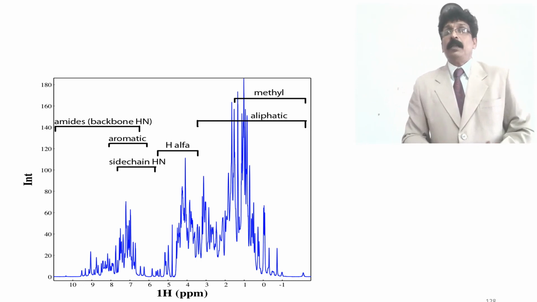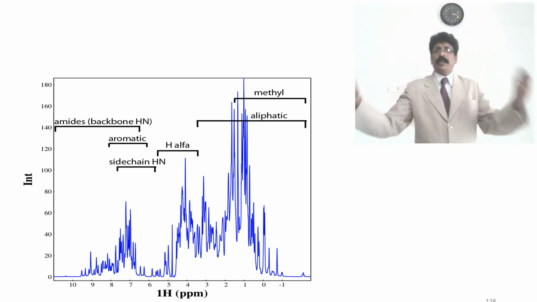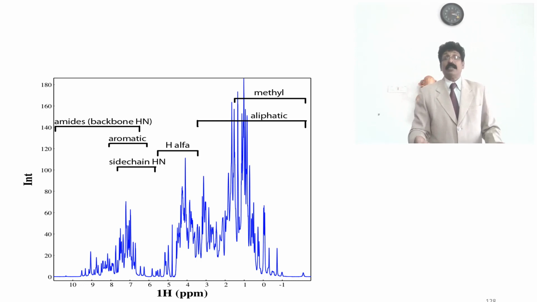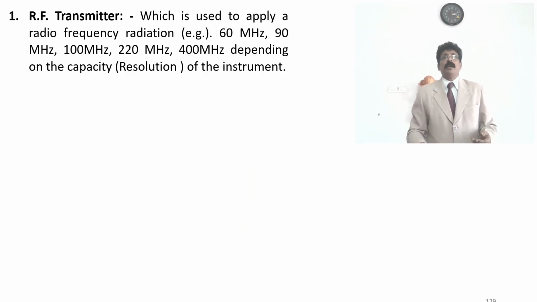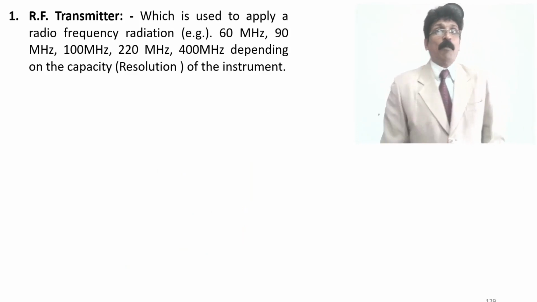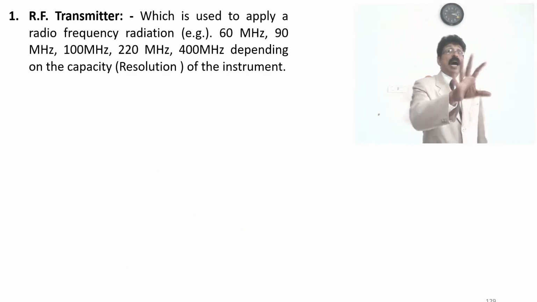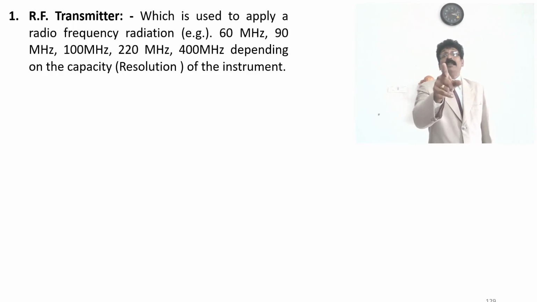The experience will make you conclude by means of all the spectra which you have taken from different instruments. And now we are going to explain. Now you might have got some idea about NMR spectra. And here, what is the RF transmitter in the picture I showed?